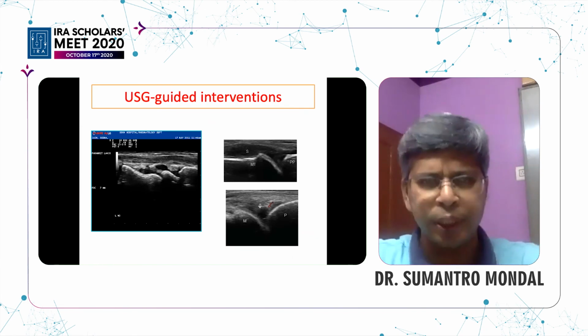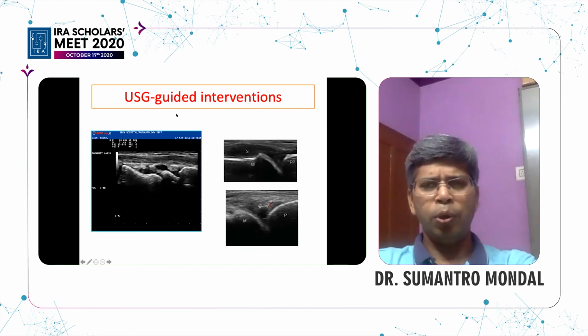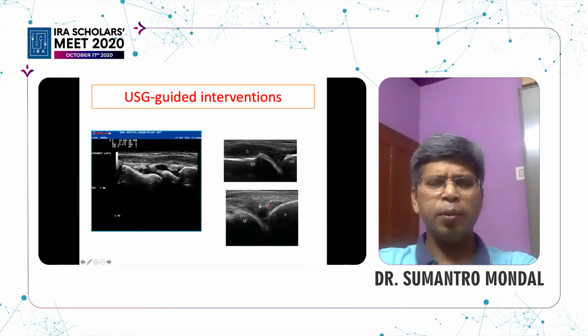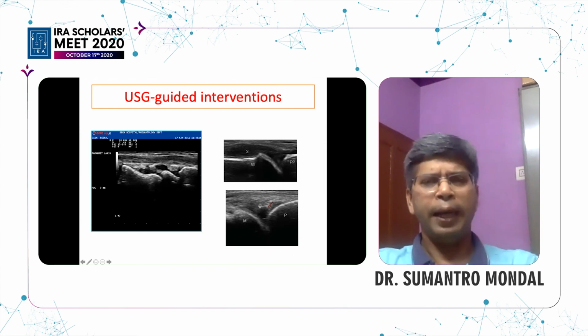Now, Dr. Shumant already talked about that when you do ultrasonography, we can give injections whenever there is fluid. This is the wrist joint, this is radius, this is lunate, this is capitate. You see radiolunate, there is a joint. Lunocapitate, there is a joint. So in the wrist, basically a number of joints are there.